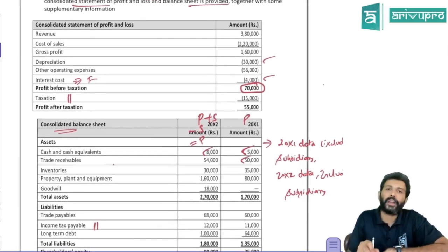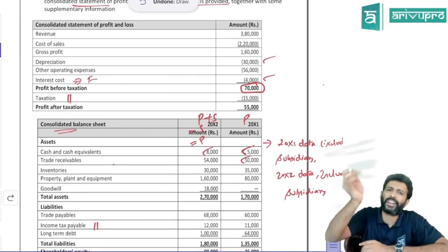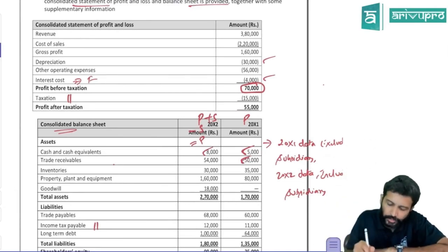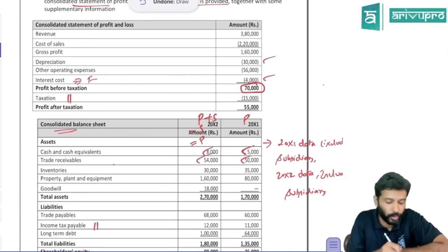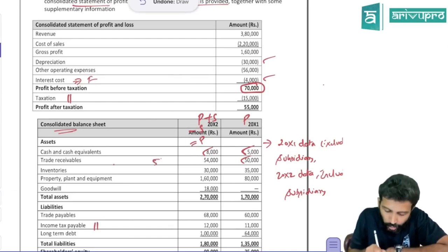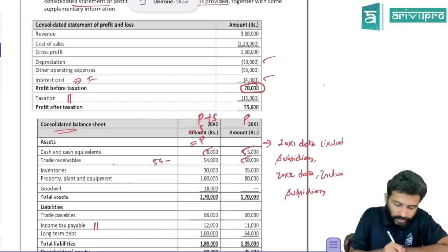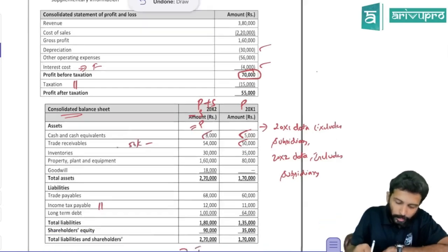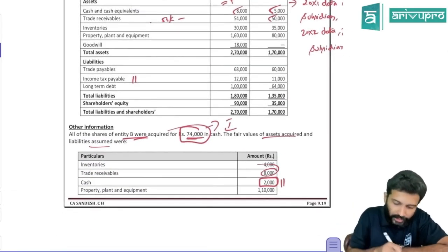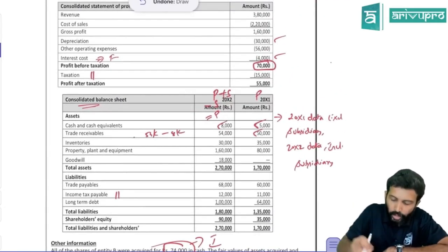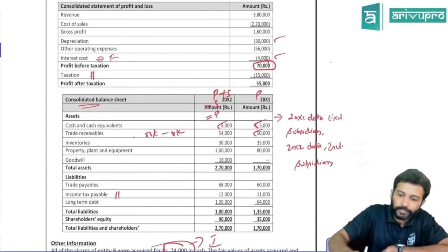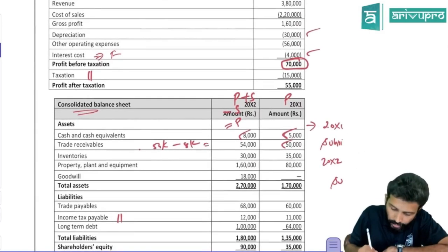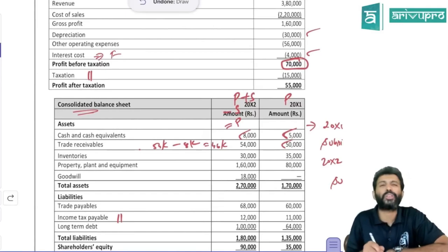Trade receivables. This is last year's, no? Last year's closing balance becomes the current year's opening balance. So the opening balance is 50, the closing balance is 54. Don't compare straight away. Sir, this 54 has the subsidiary's assets included as well. First exclude that. How much is the trade receivable of the subsidiary? They told 8,000. So reduce that. 54,000 minus 8,000 is 46,000. That means what belongs to the parent is only 46.